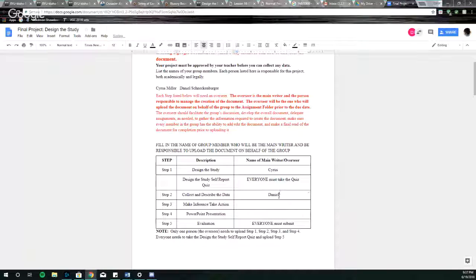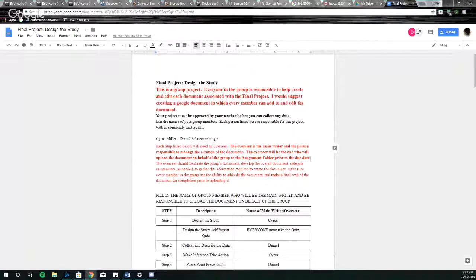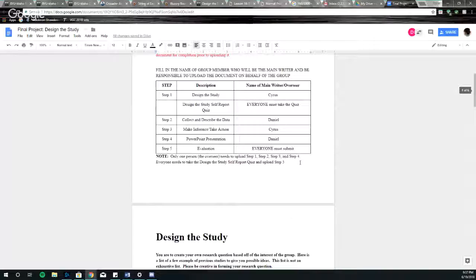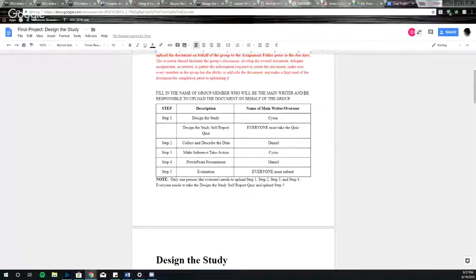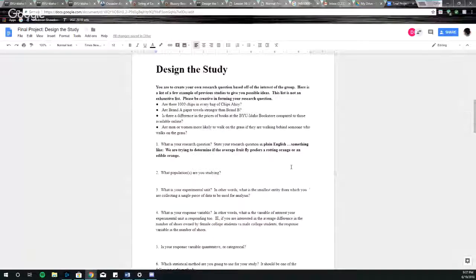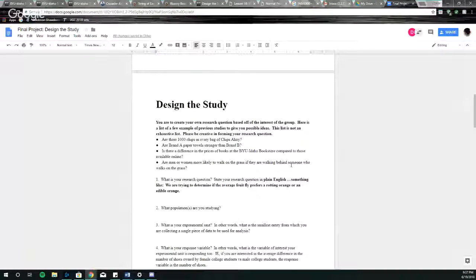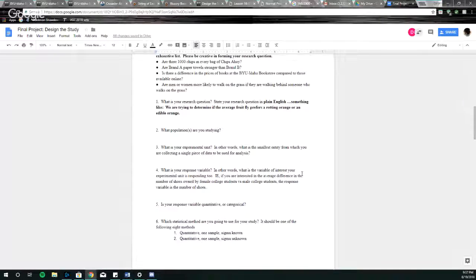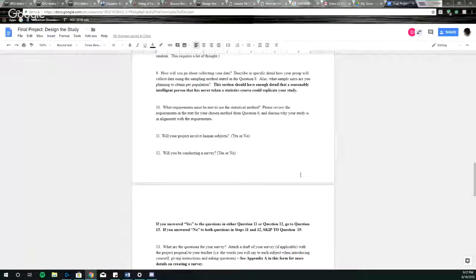Okay, so step one. Should we design it together, or should one of us design it and then discuss it on a call? I feel like we definitely need to figure out the question together, because we want to pick something that we both want to do, since we're going to be spending several weeks on this project. Then we could skim through this together, and I can fill in the rest.